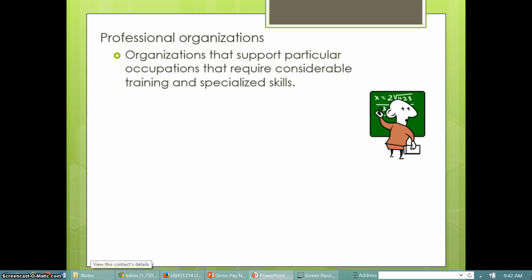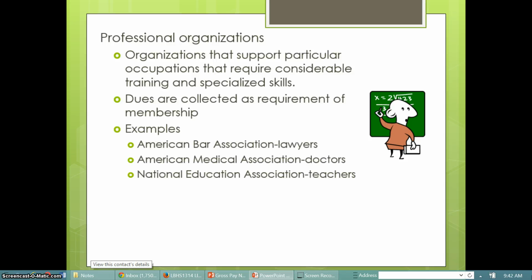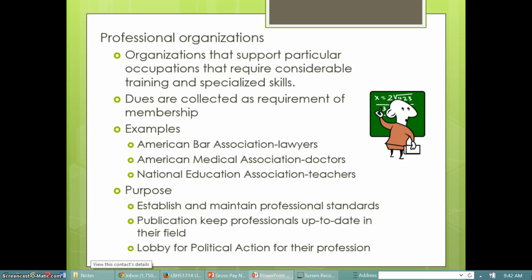Professional organizations are there to support particular occupations that require considerable training and specialized skills. Dues may be collected as a requirement of membership. Some examples of professional organizations are the American Bar Association for lawyers, American Medical Association for doctors, and the National Education Association for teachers. The purpose of these associations is to help establish and maintain professional standards within that occupational field, provide publications that keep professionals up to date on the latest changes in the field, and then lobby for political action for their profession.